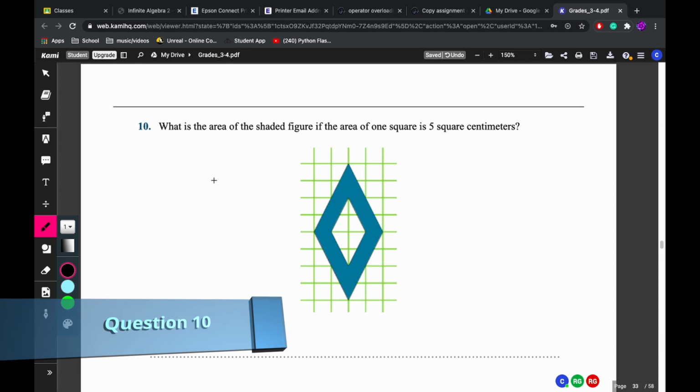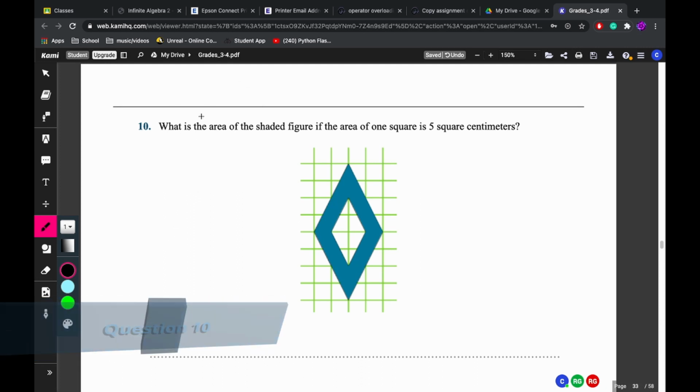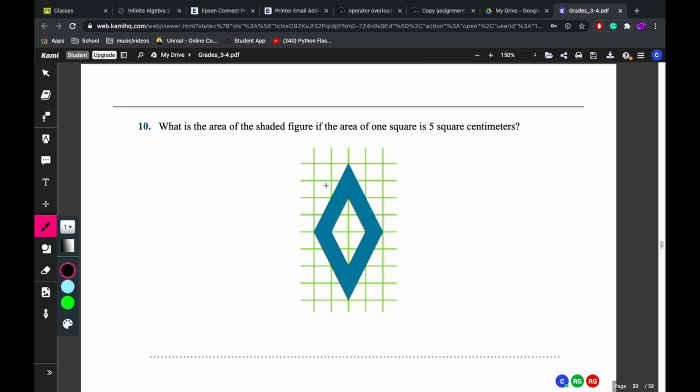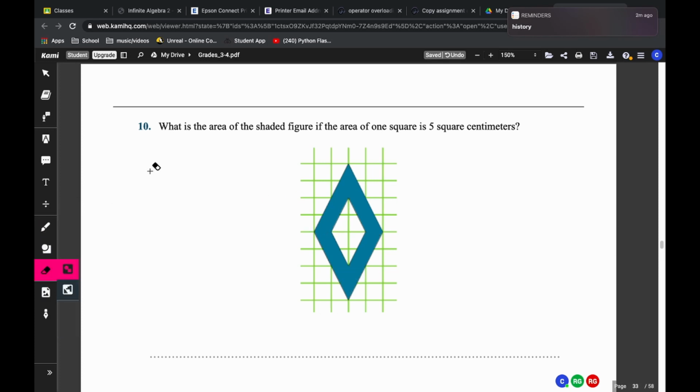Okay, so yes, I like this problem. What is the area of the shaded figure if the area of one square is 5 centimeters? So if the area of one square is 5 centimeters, then how you find the area of a diamond is you calculate the height. The height would be 1, 2, 3, 4, 5, 6, 7, and then 8. So that's 8. The height is 8.